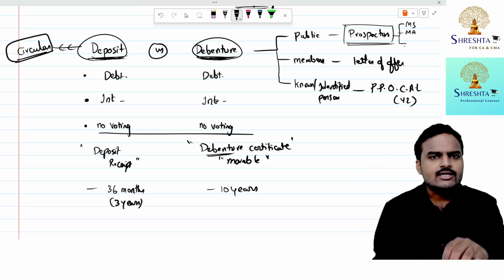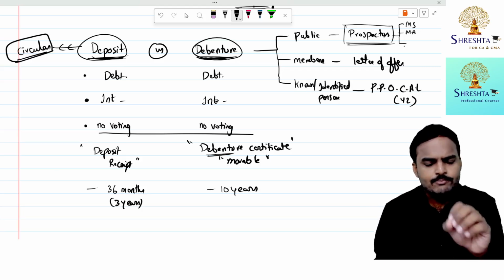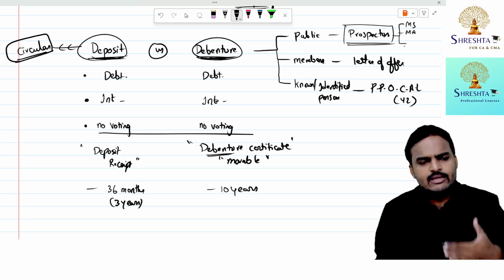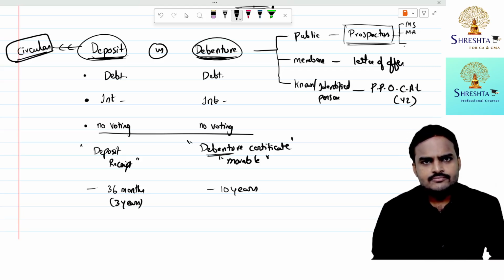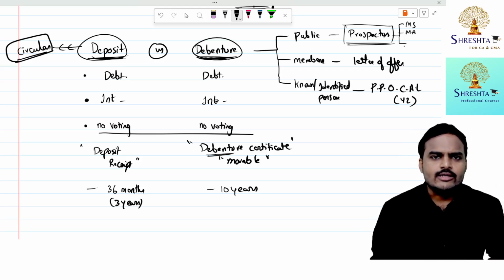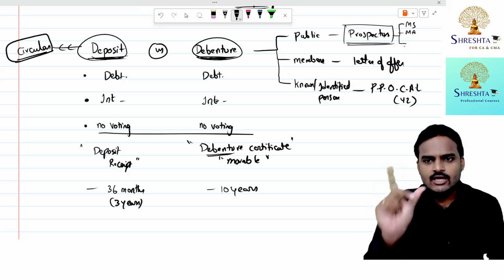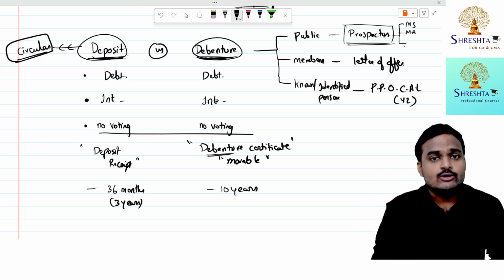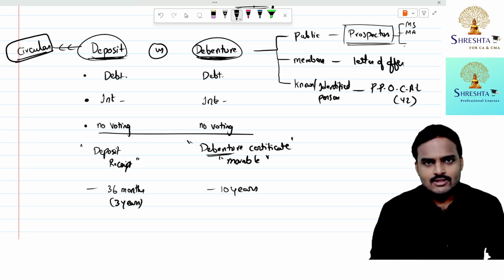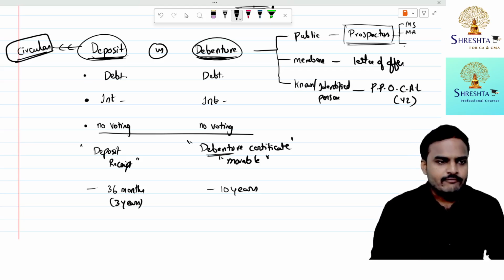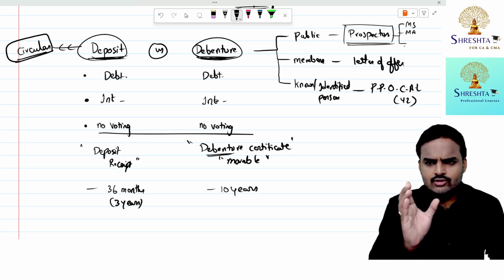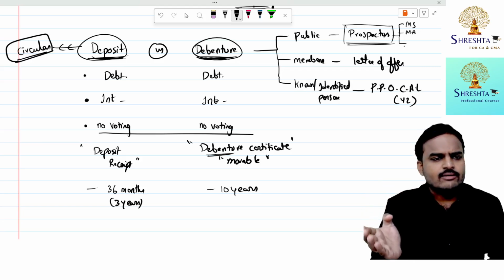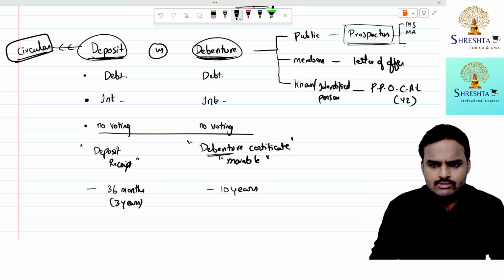So looking at this circular, interested people will deposit their money, and the company will issue a deposit receipt. Are you all getting my point, students? Compared with equity shares, preference shares have fewer conditions; compared to debentures, there are fewer conditions with respect to deposits. But the fundamental difference, you remember, is that one is a marketable security and one is a non-marketable security.